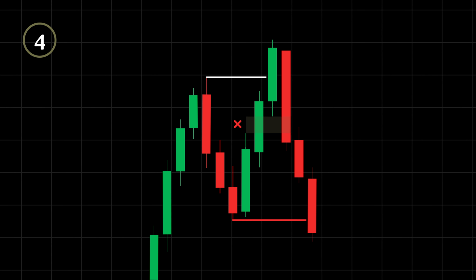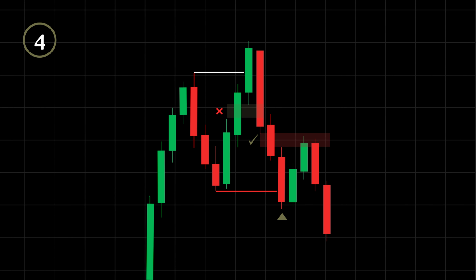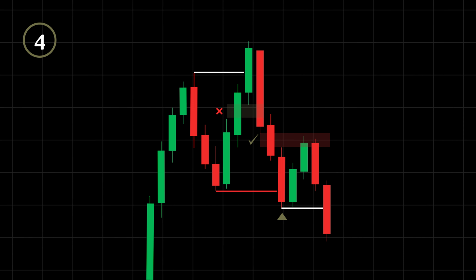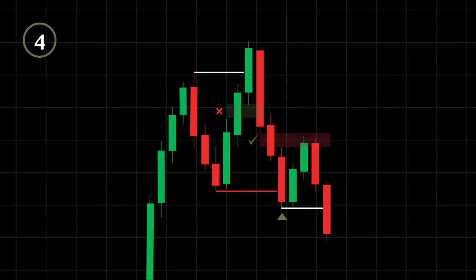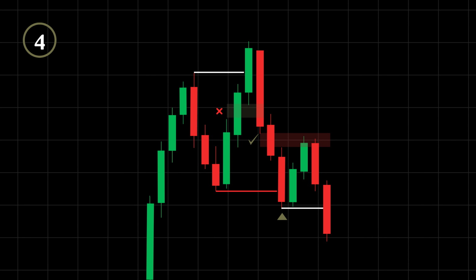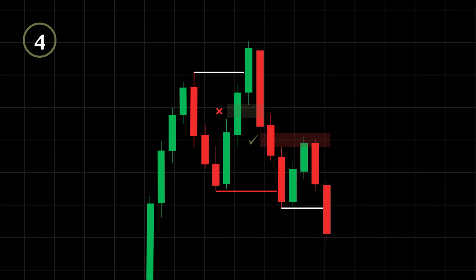If it does, this newly formed imbalance can act as a resistance zone, giving sellers a valid point to continue driving price downward. Once we see a break of structure, BOS, following this move, it confirms that the market has transitioned into bearish order flow. This entire sequence is a typical footprint of a liquidity sweep.